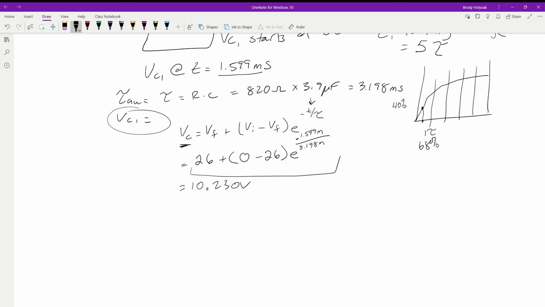So, and this matches. Remember my guess earlier about 40%? If we take this voltage divided by the 26, that was pretty close.